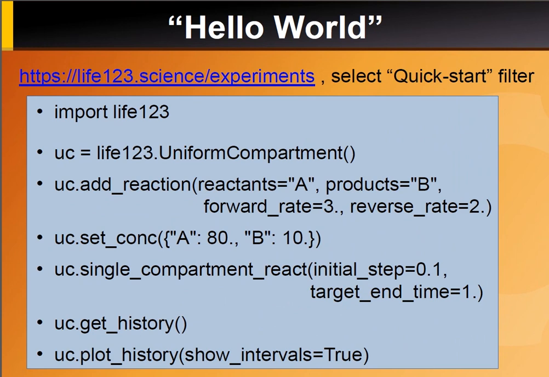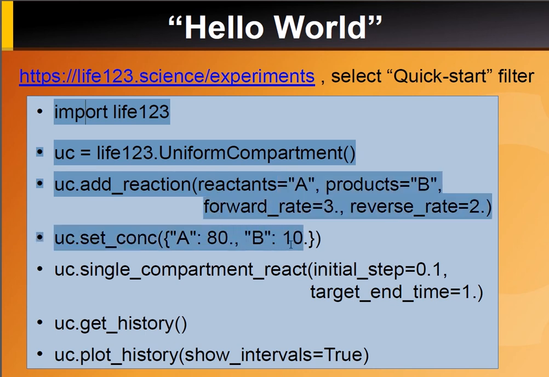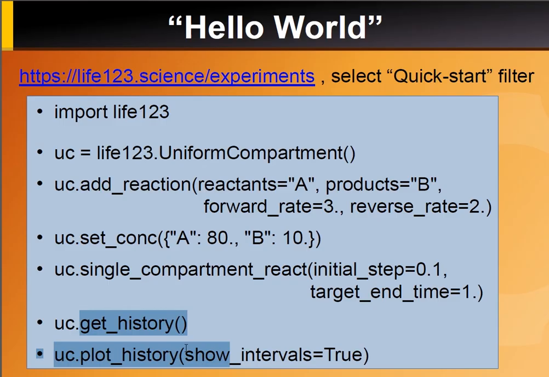If you were to ask, can I see a Hello World minimalist example? Well, on the website life123.science, under Experiments, there's a filter you can use, and it shows you different Jupyter notebooks for different available experiments, in particular the quick start ones. Here's a very minimalistic one where we import Life123, we create a uniform compartment, we add the reaction, we set initial concentrations, and then we react over a particular time span. And afterwards, we can look at the history and plot it.